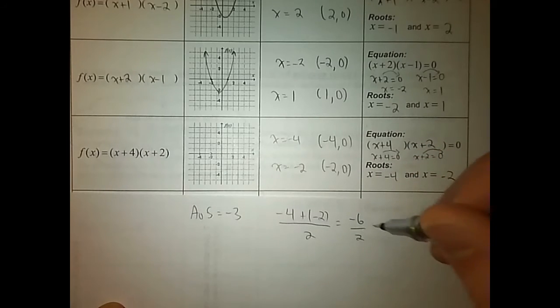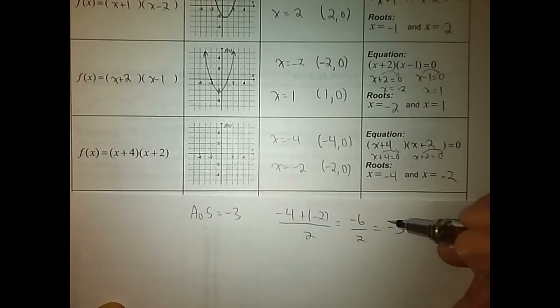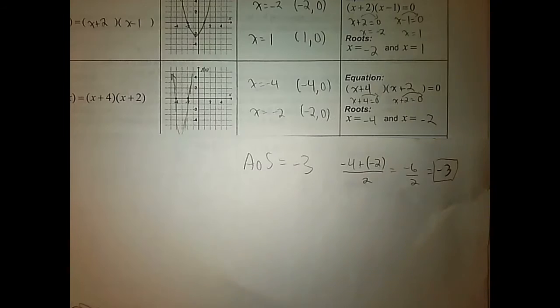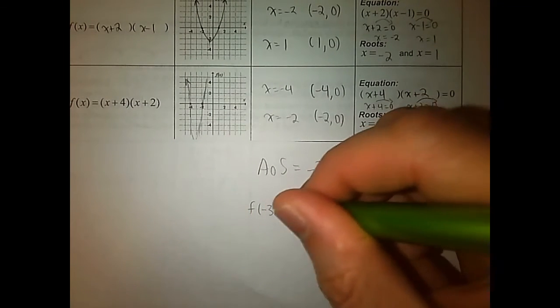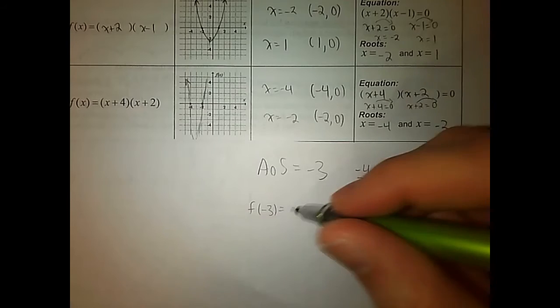6 divided by 2 is -3. That's our axis of symmetry. So this is my axis of symmetry. If I put this back into the equation, I'm going to get f at -3. We're saying that x is going to be equal to -3.